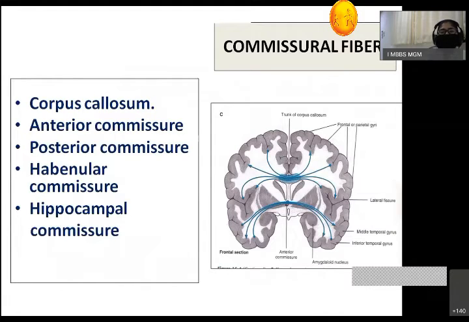Commissural fibers are basically the corpus callosum, anterior commissure, posterior commissure, habenular commissure, and hippocampal commissure. These are examples of commissural type of fibers. They connect the identical areas of the two cerebral hemispheres. Corpus callosum we are going to study in detail.